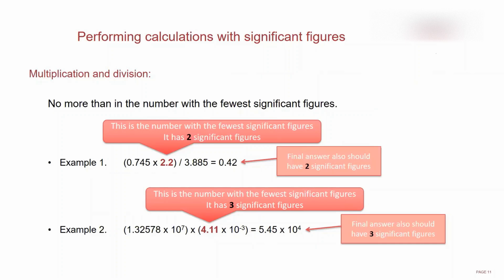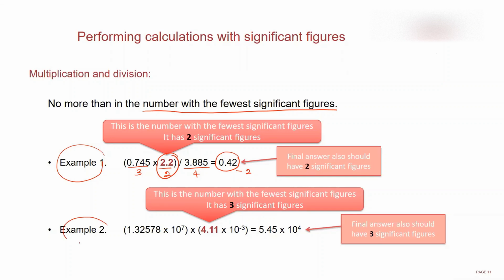Let's do some calculations with significant figures. We'll start with multiplication and division. Here we need to first find out the number with the fewest significant figures. Let's take this example. Here I have 3 numbers. The first number is with 3 significant figures. The second number is with 2 significant figures. And the third number is with 4 significant figures. So the number with the fewest significant figures is this one. So I have to have the same number of significant figures in my answer, which is 2.